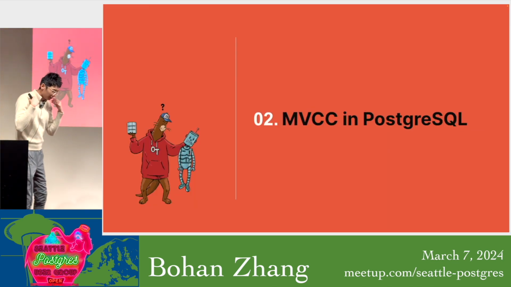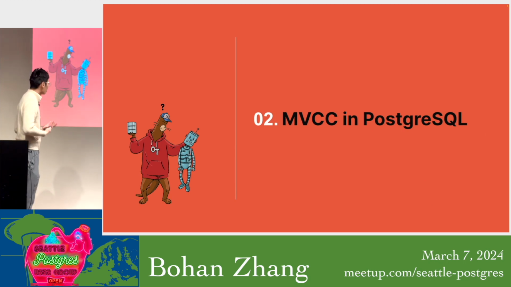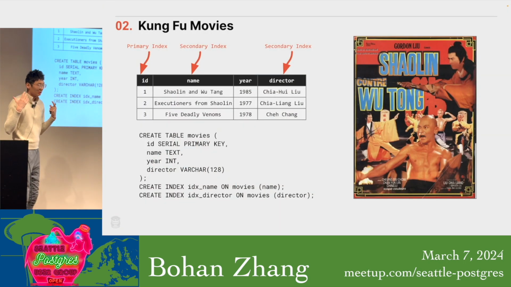So how is MVCC implemented in Postgres? We'll use a simple movie table as an example. You can see there is a movie table with 3 rows and 4 columns. The first column is ID, the second one is the name, then the year of the movie, and the director of the movie. We have 1 primary index on ID, and 2 secondary indexes on name and director. So yeah, this is the movie table we use as an example.